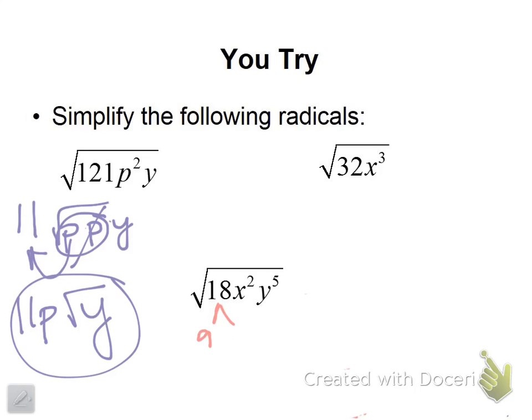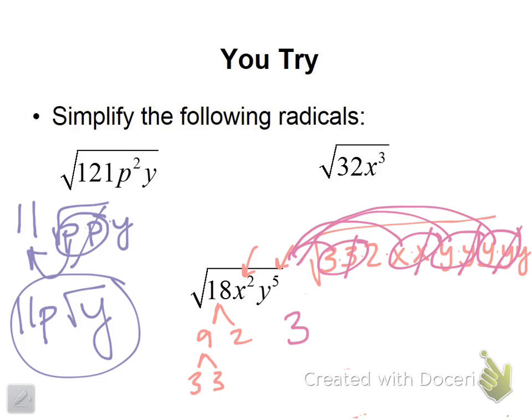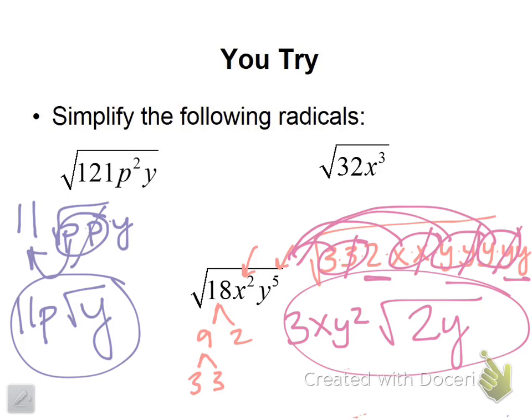Okay, so let's do 9 and 2, 3 and 3. We know that's 2 x's and that's 5 y's, so I'm just going to go ahead and do my big radical. So 3 times 3 times 2, 2 x's, 5 y's. Okay, let's circle our pairs. So we got that, that, that, and that. Kill one off of each. A 3 comes out, an x comes out, and 2 y's come out. What's left is a 2 and a y on my inside. So there is that one's simplest form.